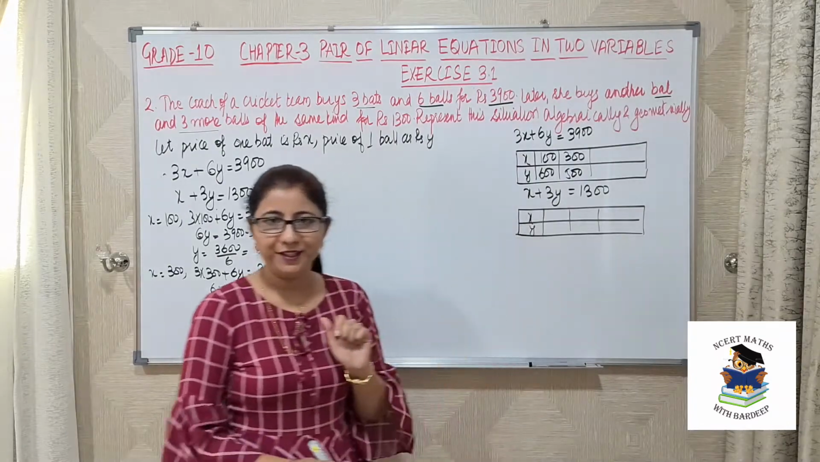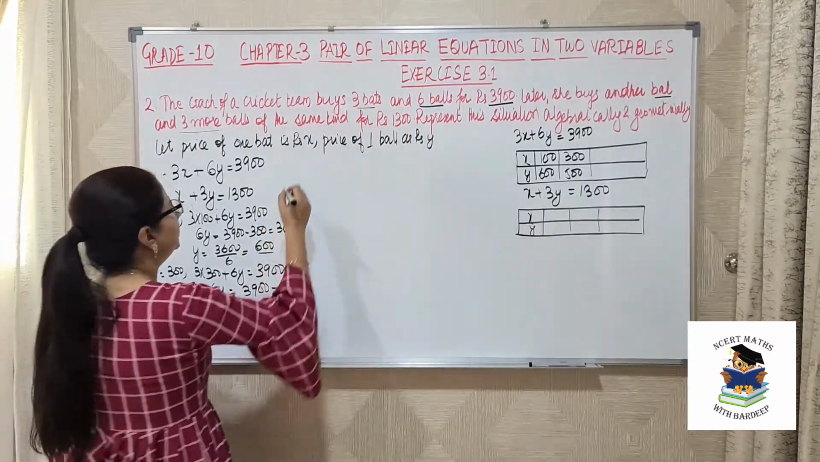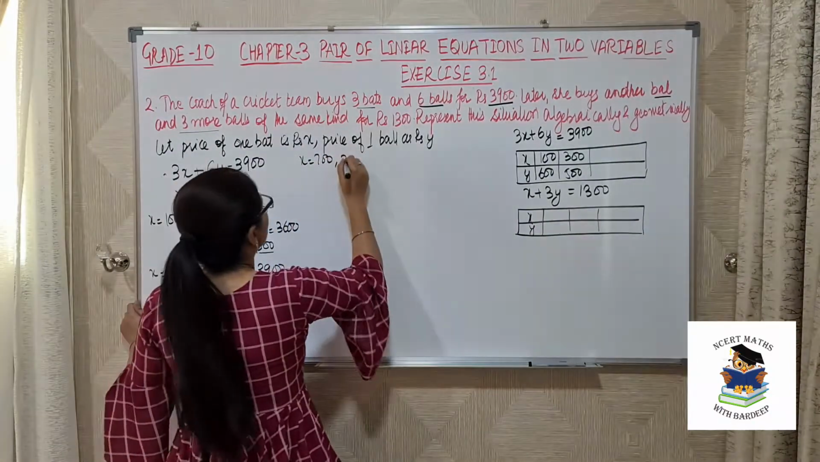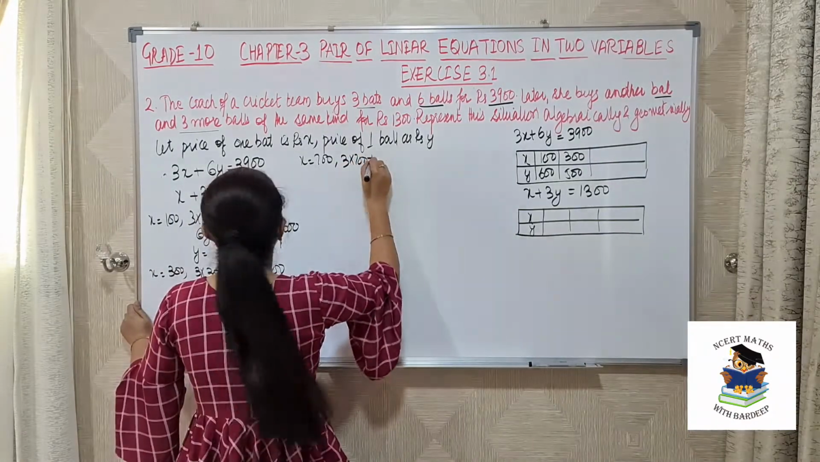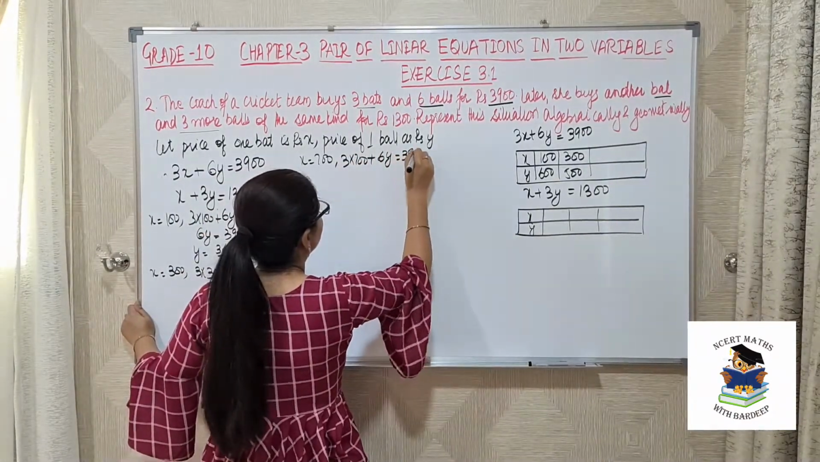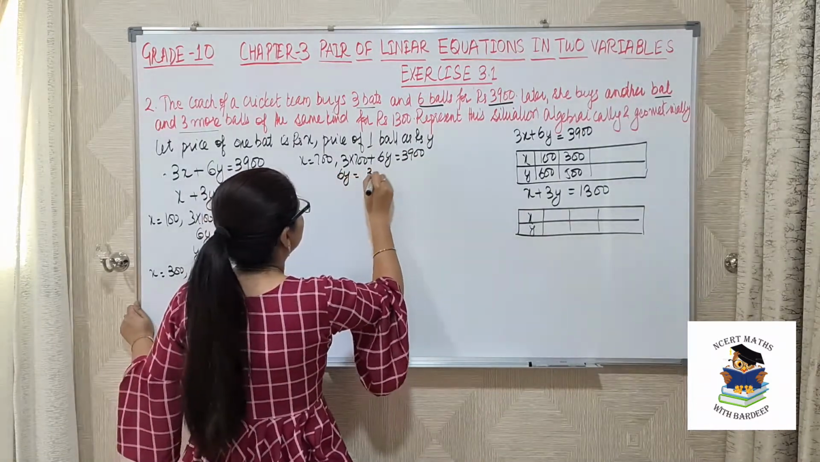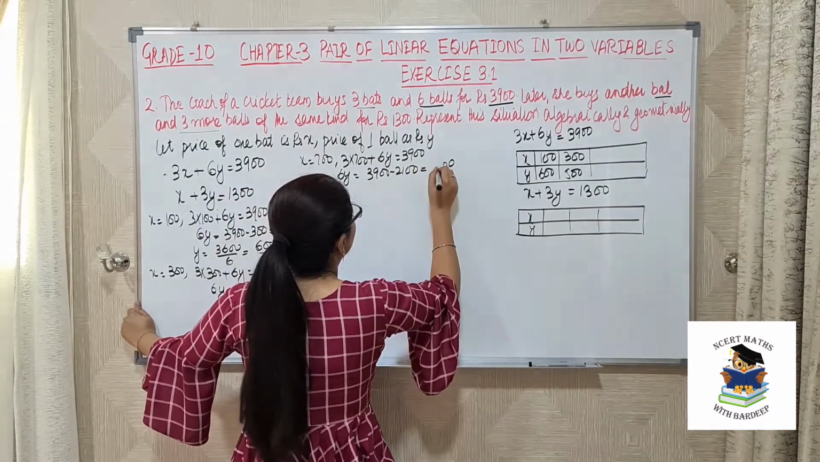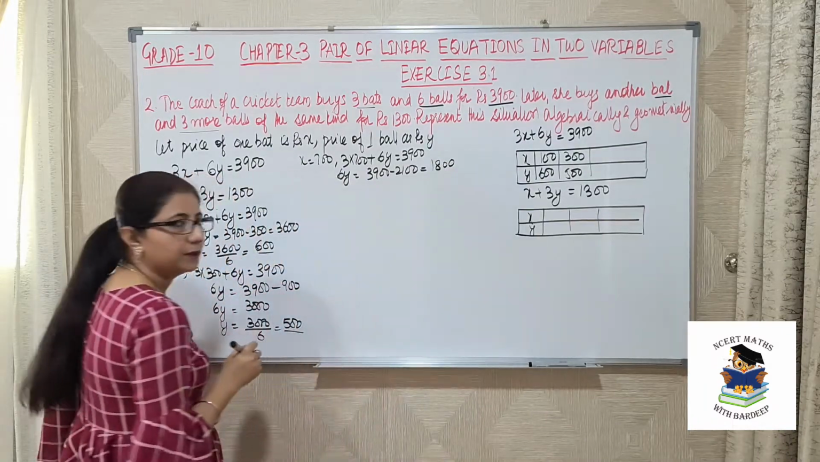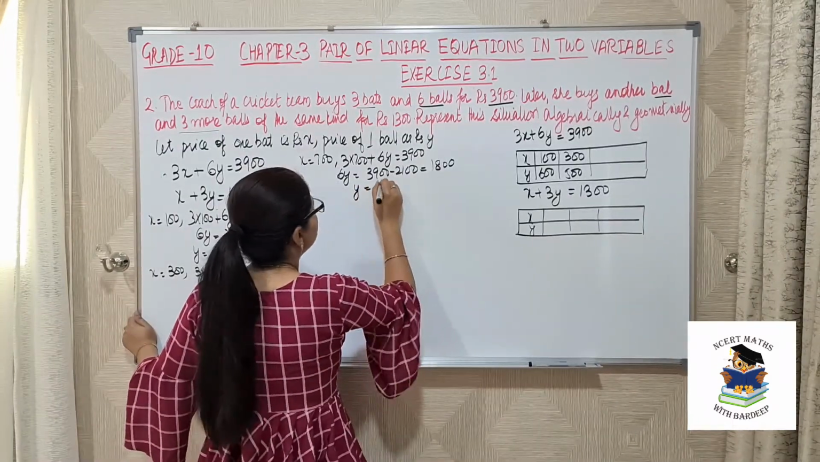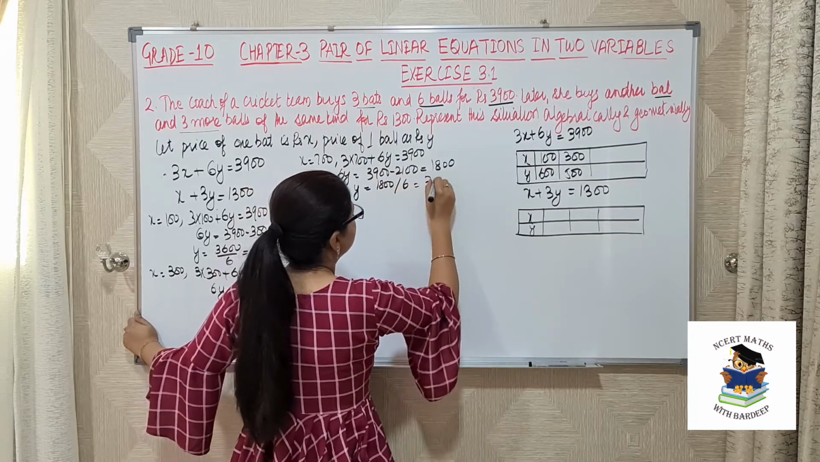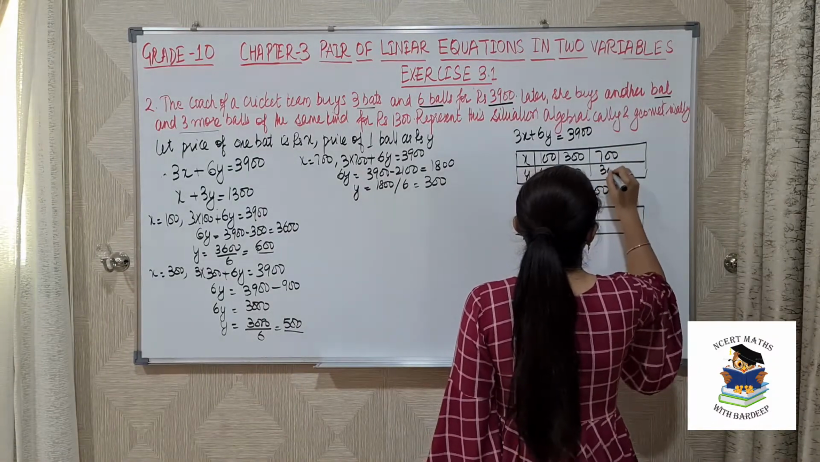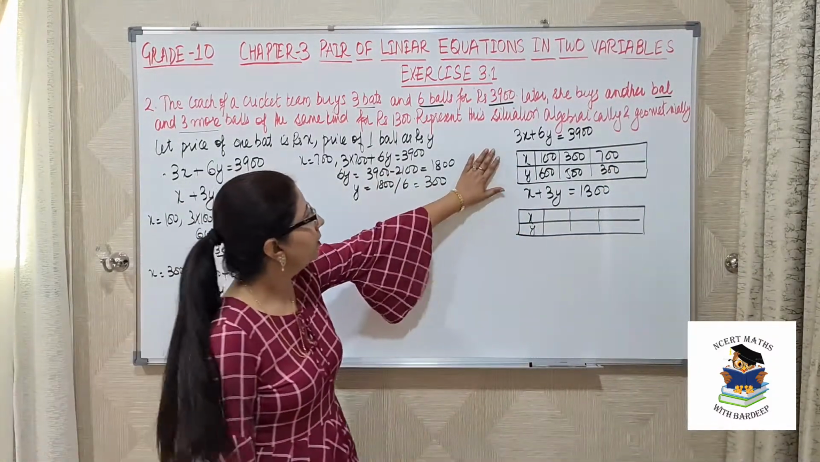y is 500. So if I want some another value, let it be, I am taking any random value, that is 700. So 3 into 700 plus 6y equals 3900. So 6y is equal to 3900 minus 2100. So this is 9 minus 1 is 8, 1800. Okay. Then what is the value of y? This is 1800 divided by 6, that is 300. So my third point is, if this is 700, this is 300. So first table is completed.